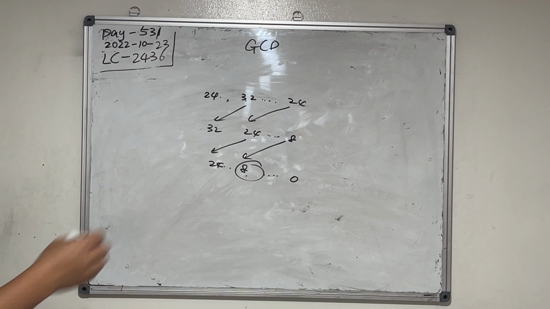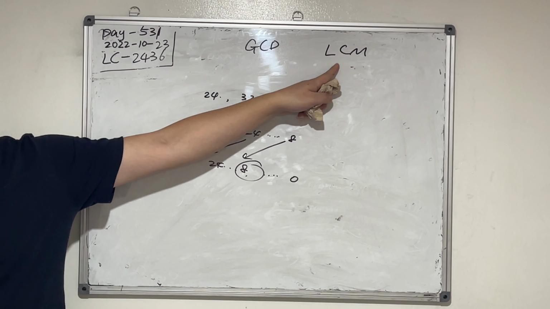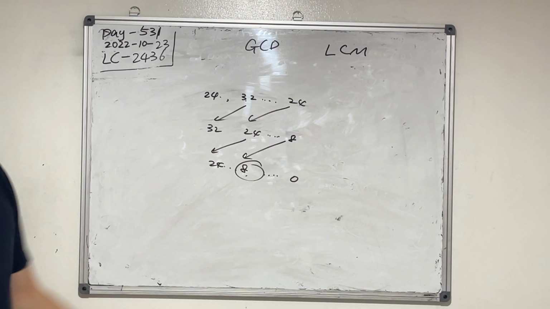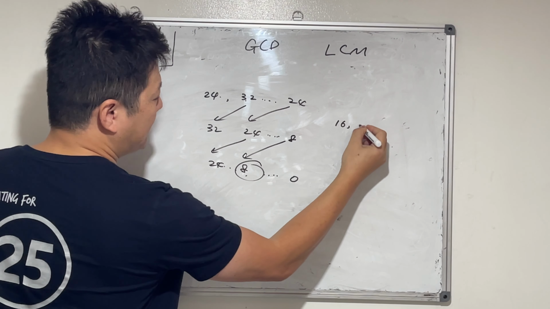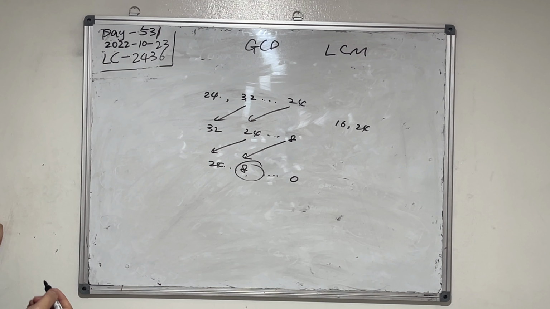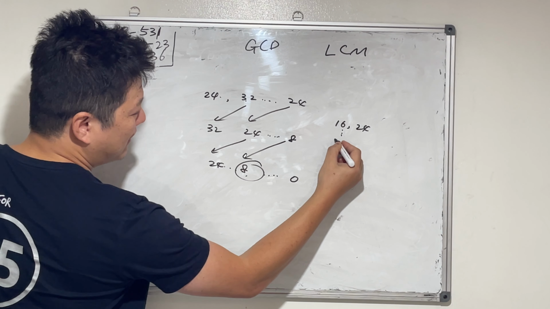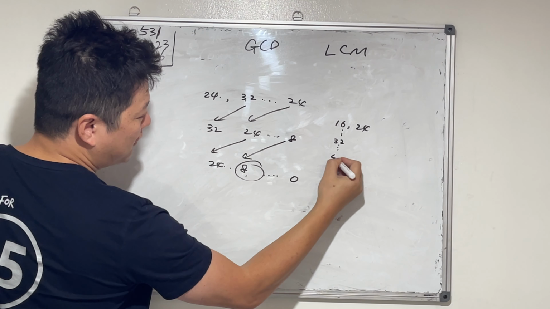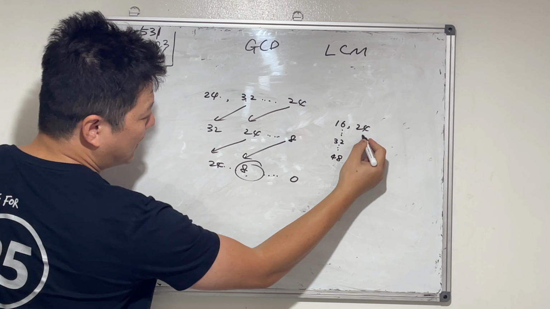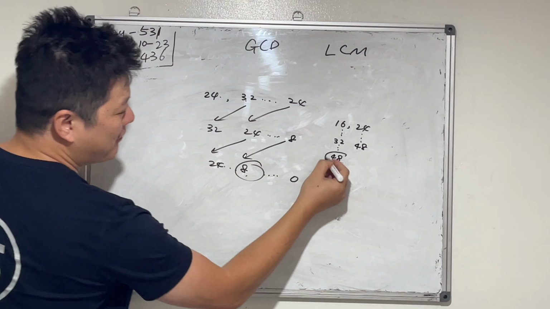And do you still remember this? LCM, least common multiple, okay? What's the least common multiple of 16 and 24? 24 times 2, so you basically... 192? No. 144? 48. Am I right? So it's 48, am I right?